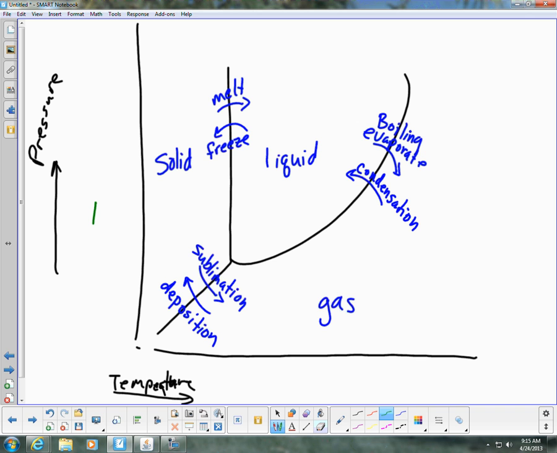Okay? All right, so let's look at a couple other places on here that we need to worry about. If I come across at 1 atmosphere, that's standard pressure. If I come across here at 1 atmosphere, then the point I hit right here is called normal melting point. Normal melting point at 1 atmosphere. 1 atmosphere is just standard pressure. So if I go across at standard pressure and I hit this first line, that's normal melting point. What do you think this point would be? Normal boiling point.